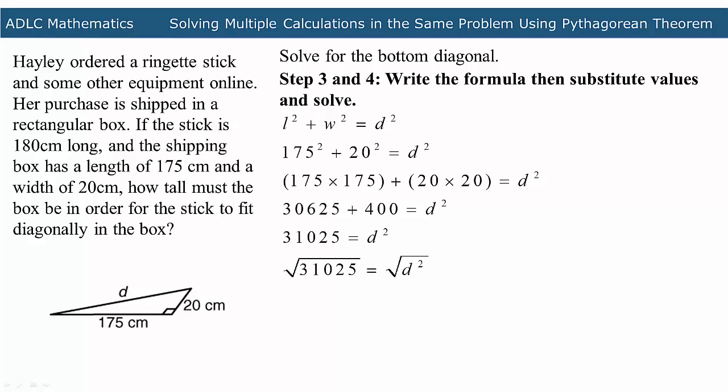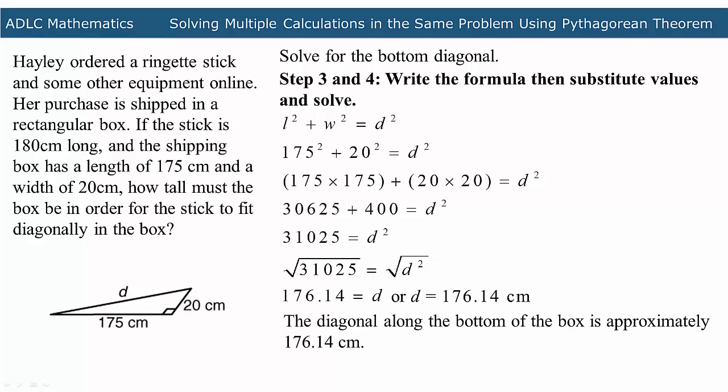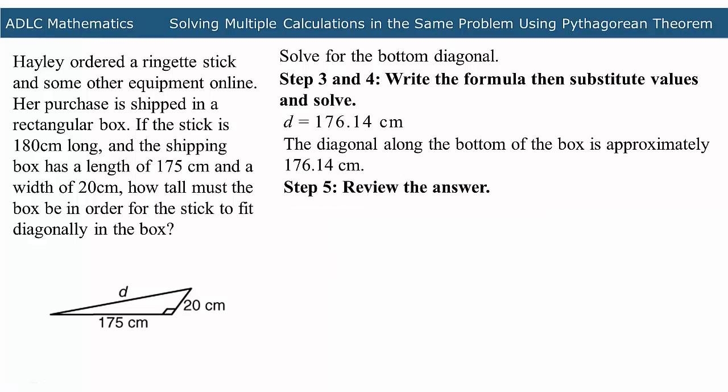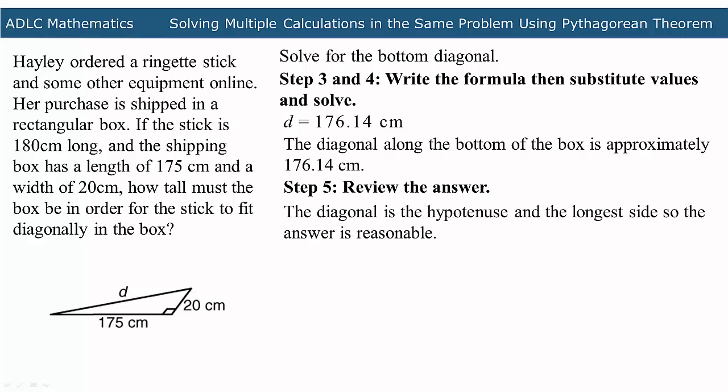Take the square root to solve for D. D equals 176.14 centimeters. Therefore, the diagonal along the bottom of the box is approximately 176.14 centimeters. Now review the value to ensure that the answer is reasonable. The diagonal is the hypotenuse and the longest side, so the answer is reasonable.